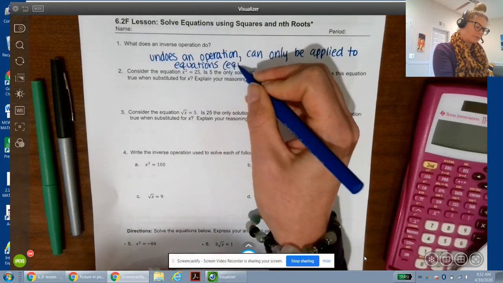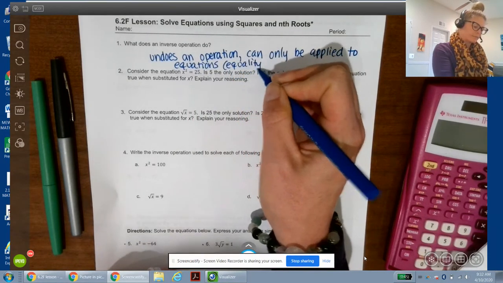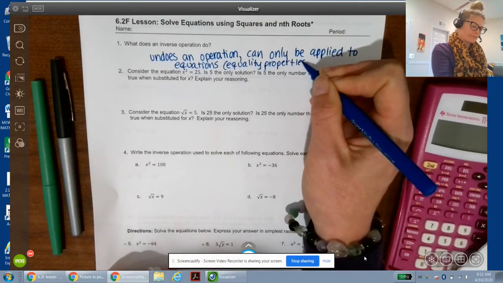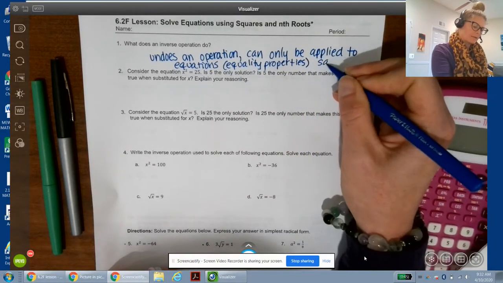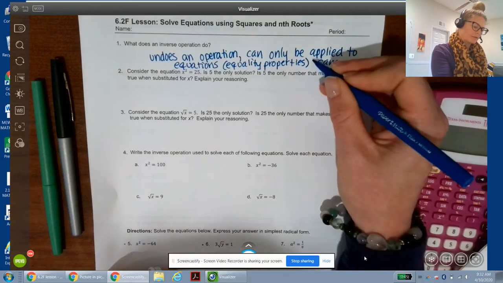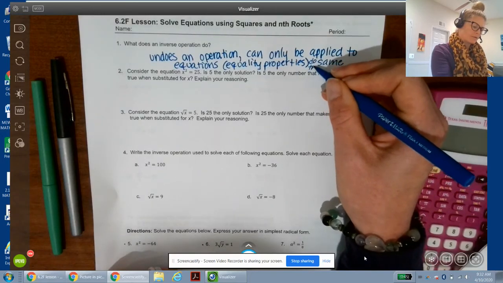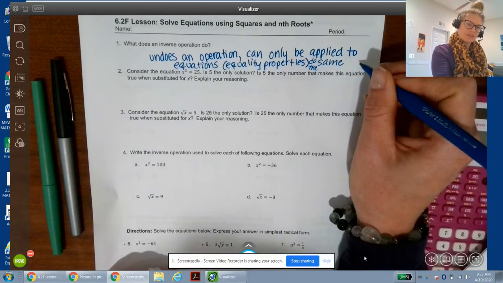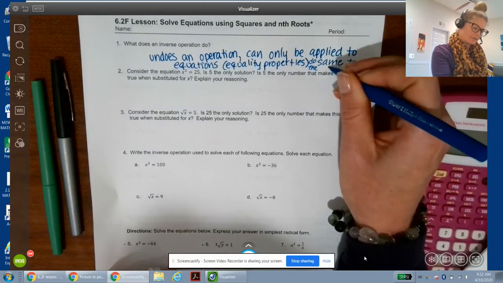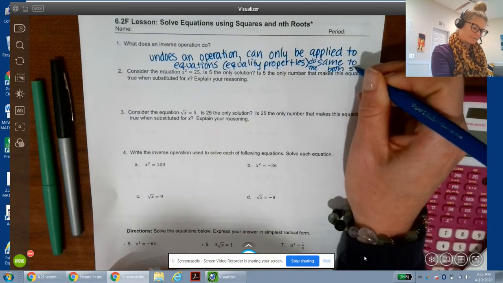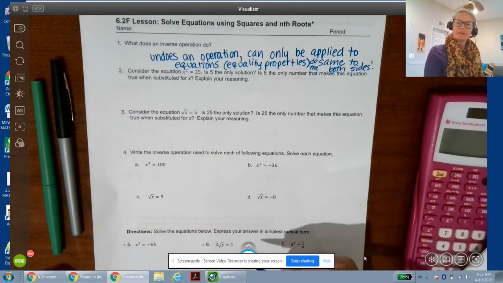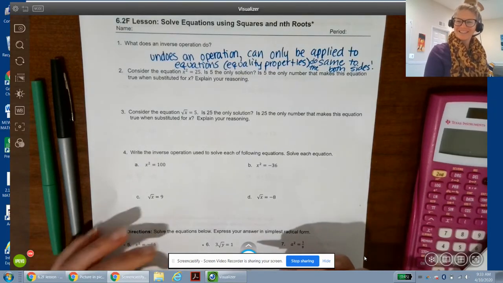Equality property: do the same inverse operation, do the same to both sides. Just a little reminder from your 7th grade solving equations days.